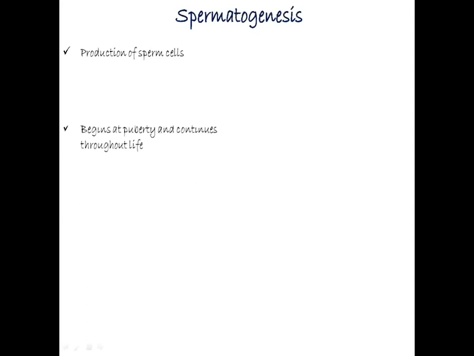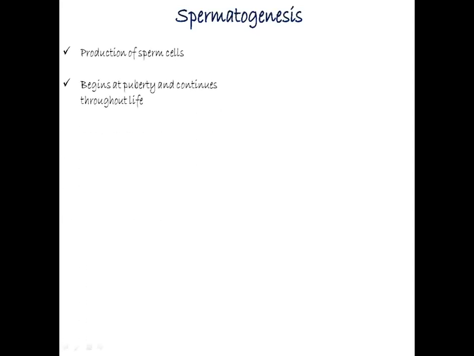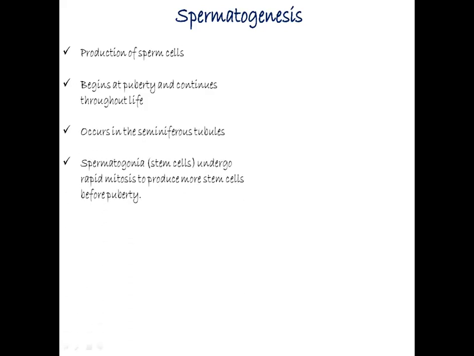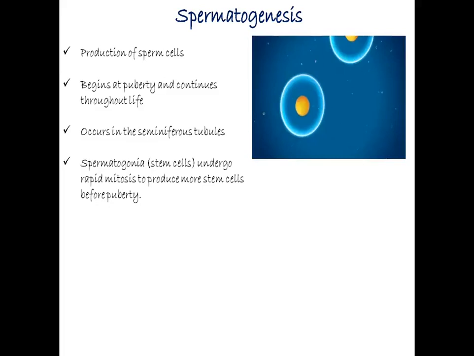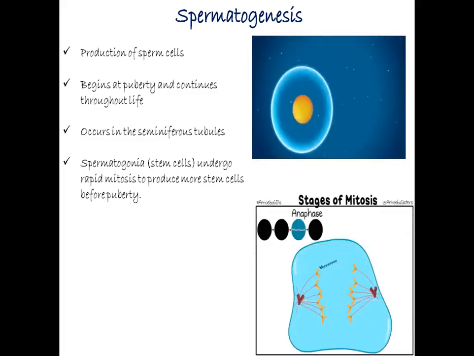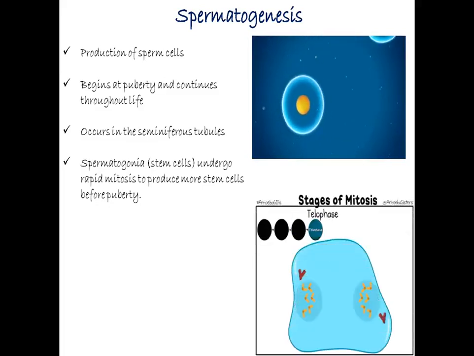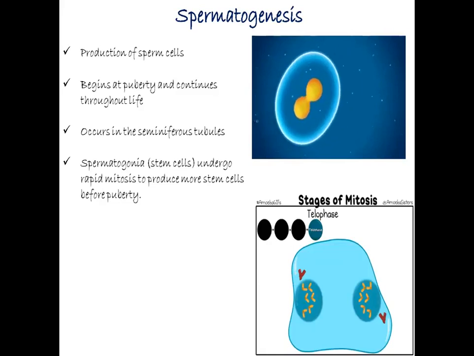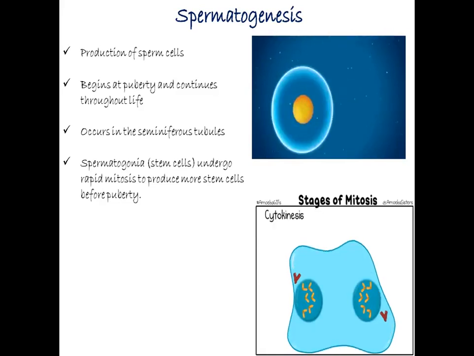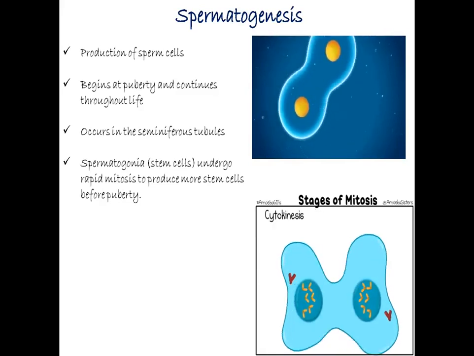Next one is spermatogenesis. Spermatogenesis is the production of sperm cells. It begins at puberty and continues throughout life. It occurs in the seminiferous tubules. Spermatogonia undergo rapid mitosis to produce more stem cells before puberty. And mitosis means the formation of two new cells.